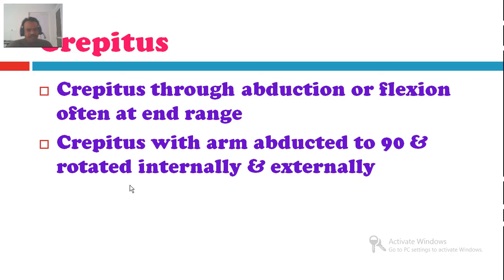Crepitus is an interesting thing. Sometimes the patient comes and says, I feel comfortable and I get crepitus. There can be two types of presentation: crepitus through abduction or flexion, often at the end range, suggesting AC joint pathology. Otherwise, crepitus with the arm abducted to 90 degrees and internally or externally rotated suggests a kind of internal derangement or impingement syndrome. So if the patient gets the crepitus at the end range, it's more of AC joint pathology. But on the contrary, if the patient does internal or external rotation and gets the crepitus, then it is like impingement syndrome, otherwise internal derangement of the shoulder, such as even a SLAP tear.